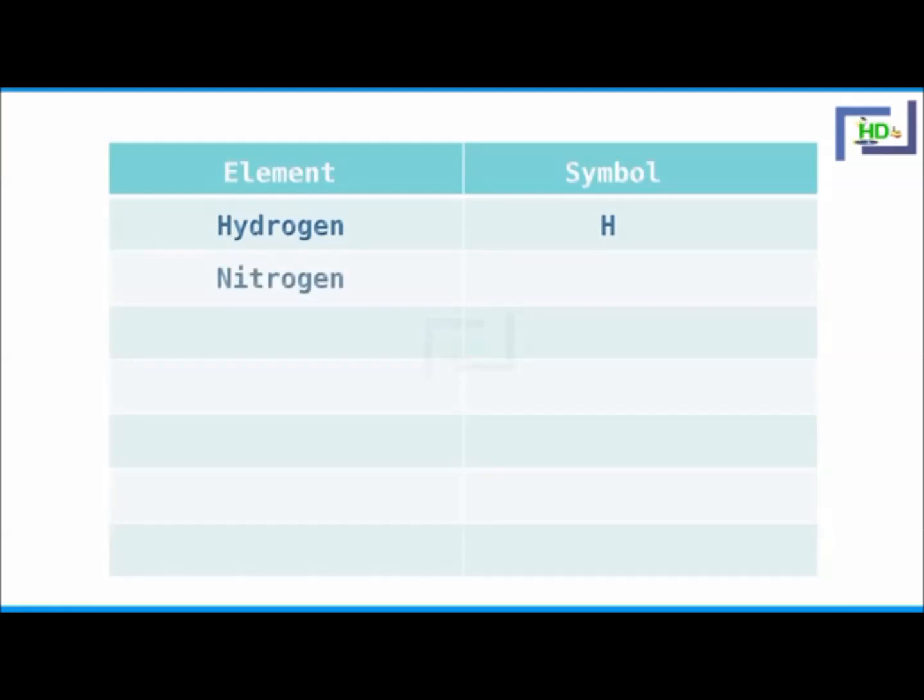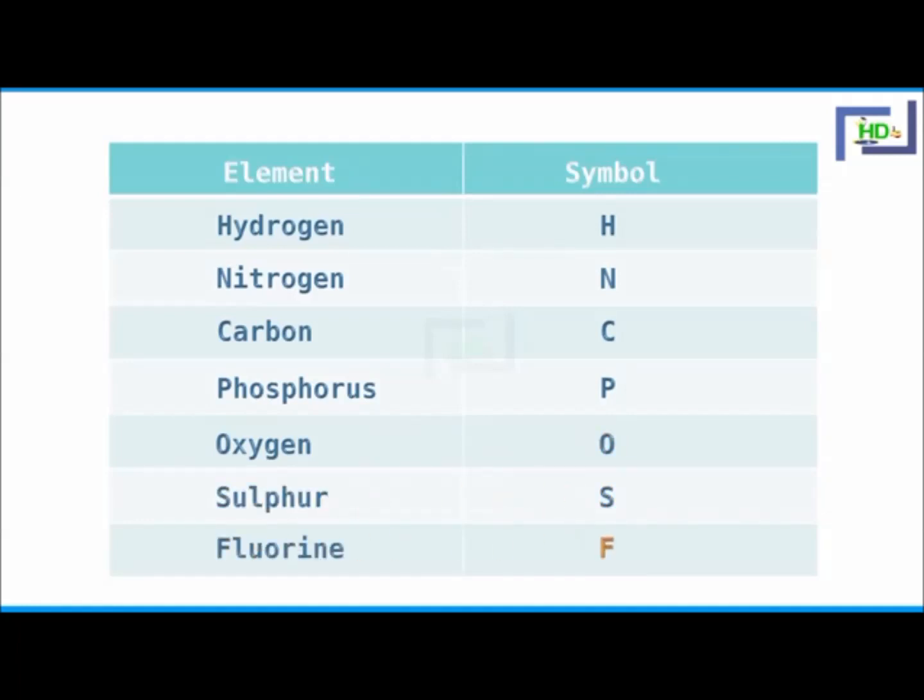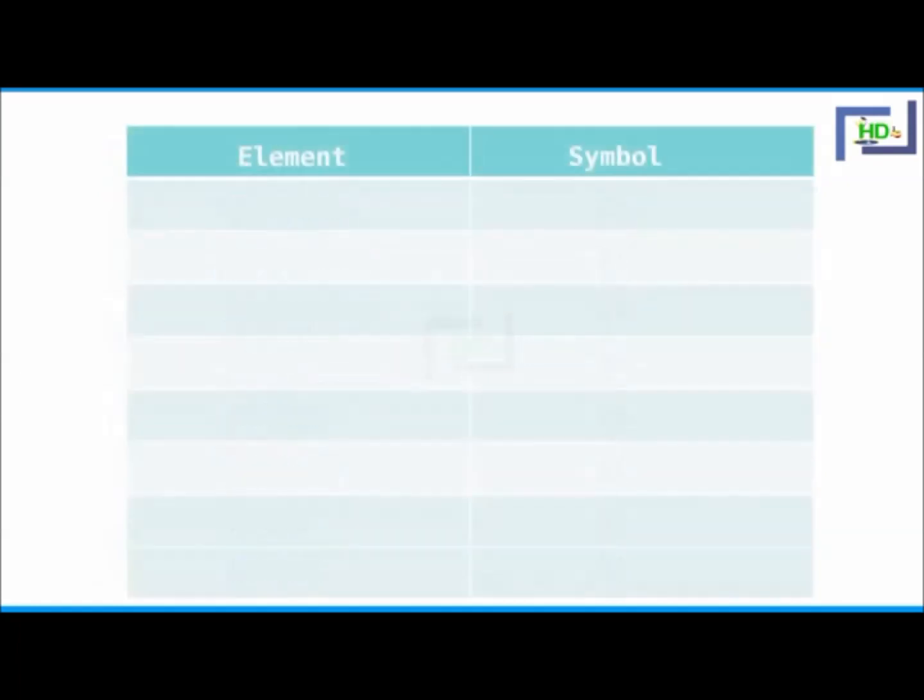The symbol of nitrogen is N. For carbon, the first letter C. Phosphorus P. Oxygen O. Sulfur S. Fluorine F. For some elements, the first two letters of the name of the element are taken.